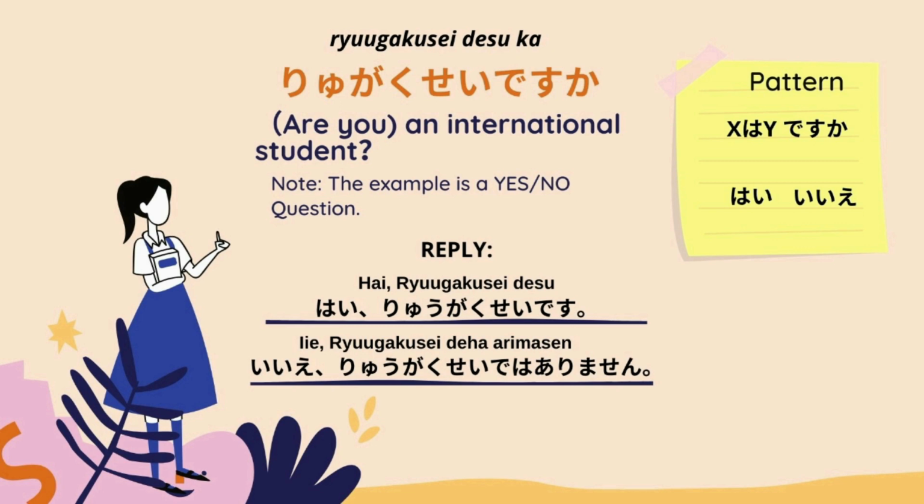Note that this type of question is a yes or no question. For example, below, Ryu gakusei desu ka? International student ka ba? So, paano natin yung sasagutin? Diba? Oo or hindi. That's the same in Japanese. We'll answer it as, Hai, Ryu gakusei desu. Or, iie, Ryu gakusei dewa arimasen.